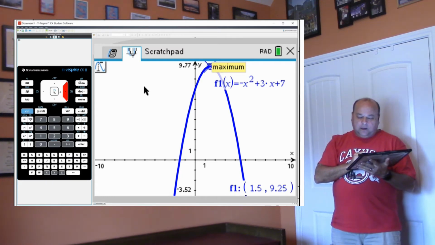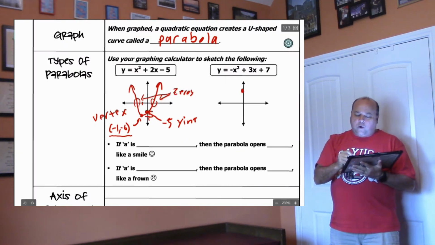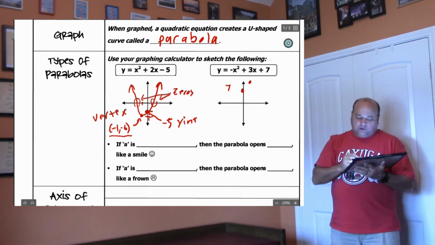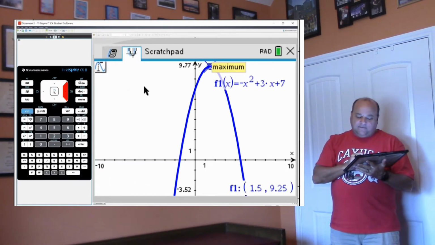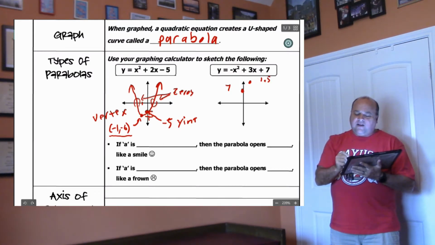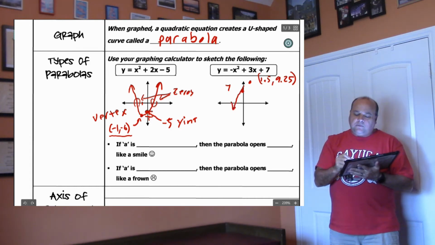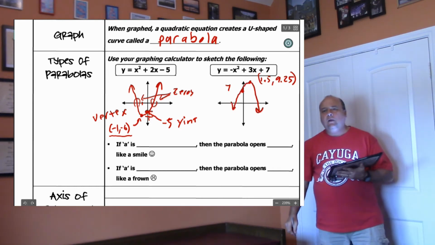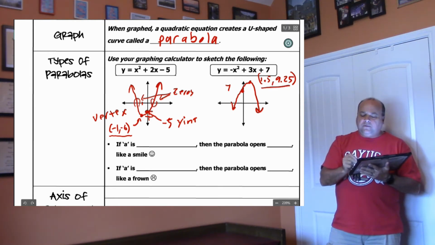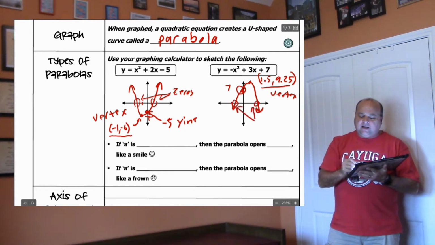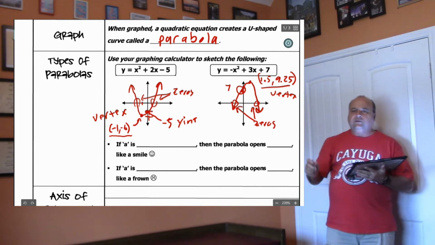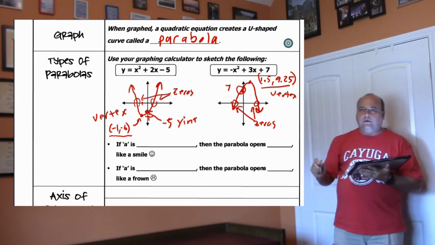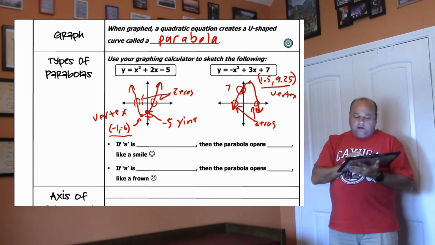So now then, let's go back here. So I need my y-intercept at 7. And this point was what again? It was 1.5, 9.25. And then the parabola looks something like that, right? Okay. The important points to know, this right here, remember, is the vertex. This is your y-intercept. And these points right here, where it crosses the x-axis, are the zeros. Those zeros are really, really important when we get later on in math, okay? So let's go to the next one.